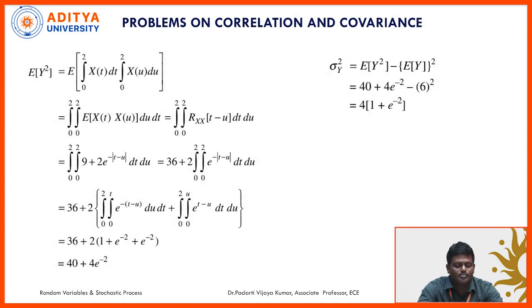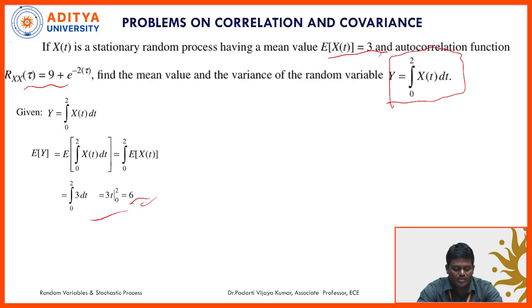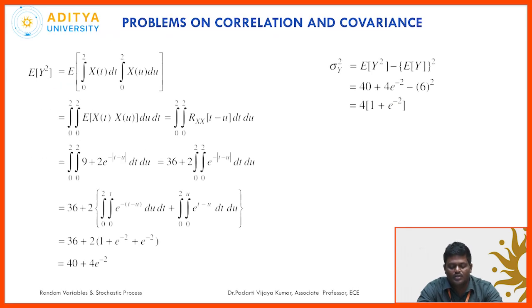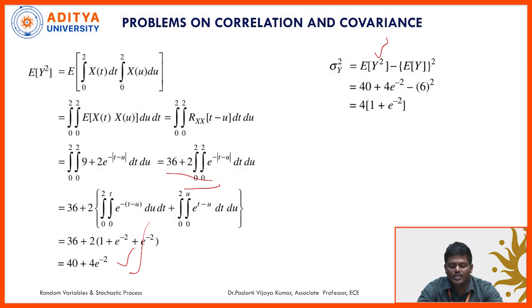In a similar manner, expectation of y square. So, integrating, we will get the autocorrelation function. Doing the integration, we will get 40 plus 4 e power minus 2. This is expectation of y square. Expectation of y we computed. So, the variance is equal to expectation of y square minus expectation of y whole square. We will get 4 into 1 plus e power minus 2.